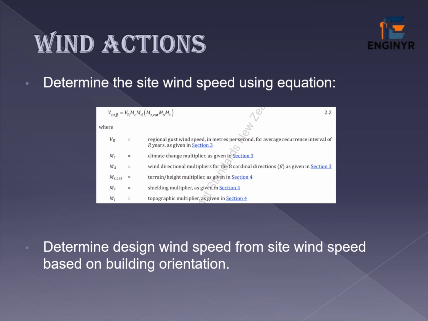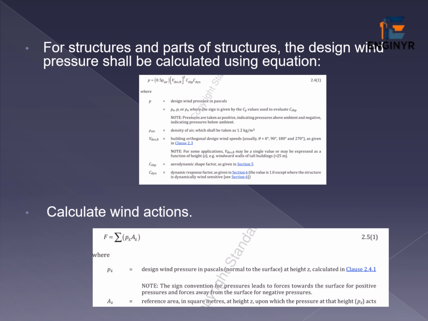Wind load calculations begin by determining the site wind speed using the standard equation. This value is then converted into the design wind speed, which forms the basis for all subsequent wind pressure and structural design calculations. The design wind pressure is calculated using the AS/NZS 1170.2 governing equation. It is then converted into the design wind actions by applying the calculated pressure over the effective structural area.